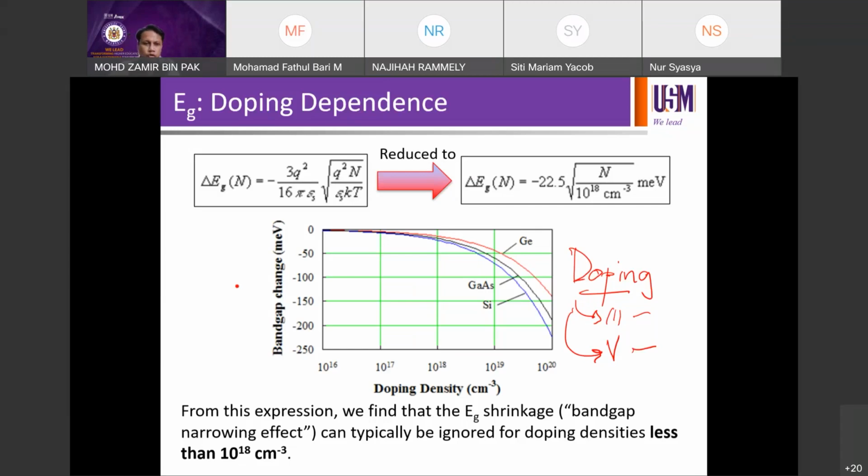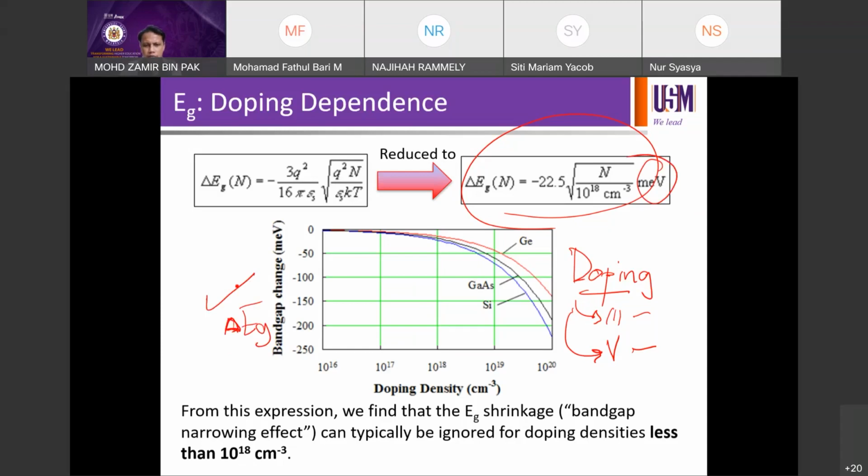Okay, so let's see. The dependency of the EG on the doping is given by this relationship. Okay, the change in EG is equal to negative 22.5 times the square root of N, the doping level, divided by 10 to the 18 per centimeter cube, in milli electron volt. So the unit is milli electron volt, so 1/1000 of an electron volt, right? Small change. So let's see what happens graphically. So you can see the band gap change. So this is the delta EG, the change in the band gap.